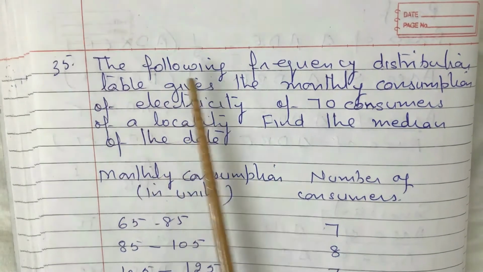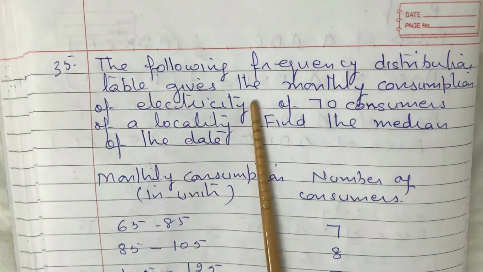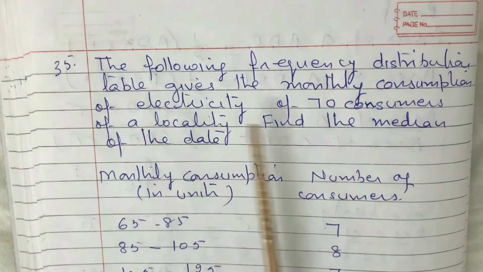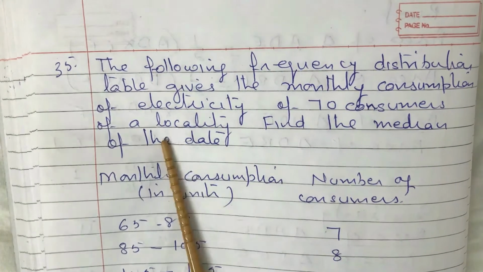35th question. The following frequency distribution table gives the monthly consumption of electricity of 70 consumers of the locality.